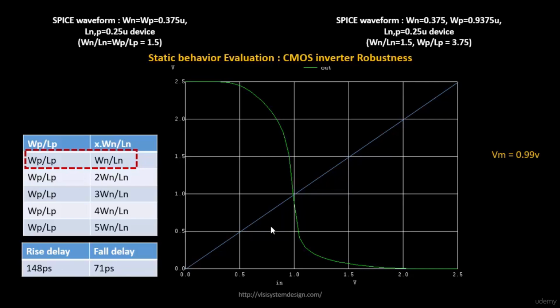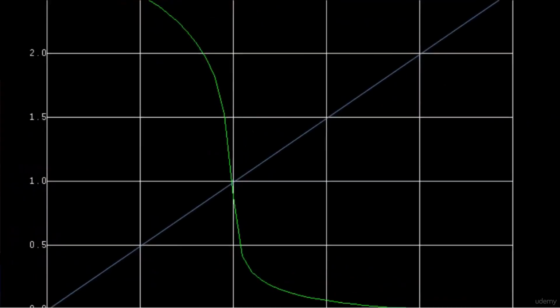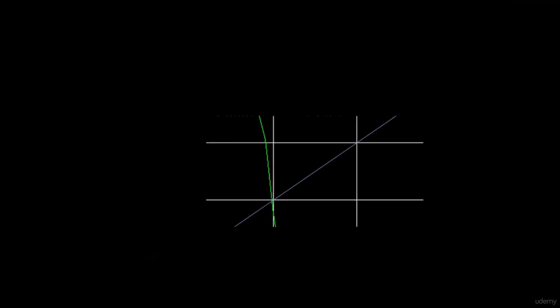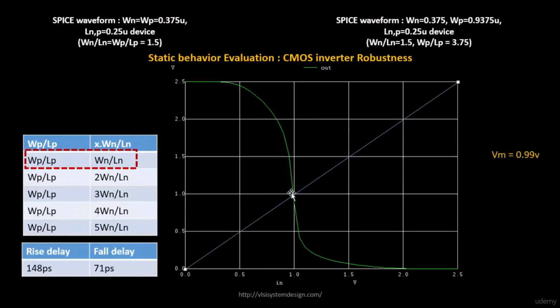And you draw a 45-degree line from 0 to 0, and this is the point at which it intersects. If you zoom in over here, the quick way is to click on this line and zoom in. This is the point where this curve intersects the 45-degree line, and it lies at about 0.99 volts. So your switching threshold is 0.99 volts, your rise delay is 148 picoseconds, and your fall delay is 71 picoseconds.